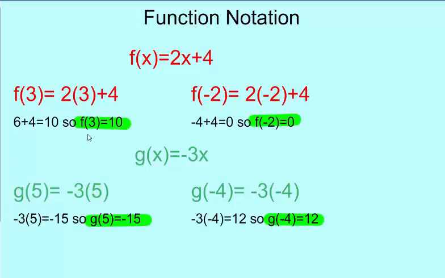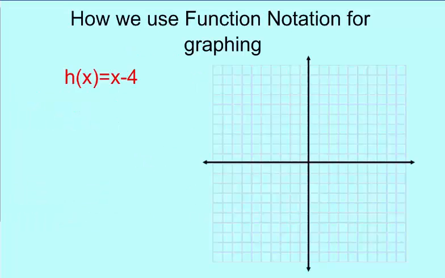So here we end up that f of 3 is equal to 10 when we solve that. We get f of negative 2 is equal to 0. G of 5 is equal to negative 15, and g of negative 4 is equal to 12. Being able to plug values in and use function notation is very important if we're going to be able to graph from function notation. So let's look at an example.